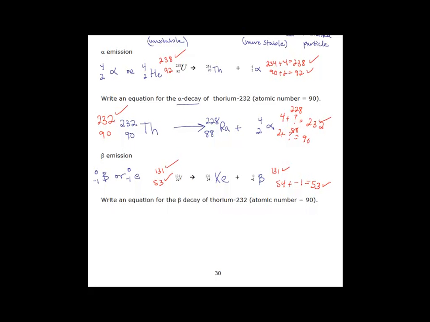So that checks out. Be very careful with beta emission. This is a negative number, so you subtract. A lot of mistakes are made there. So I want you to write an equation for the beta decay of thorium-232.